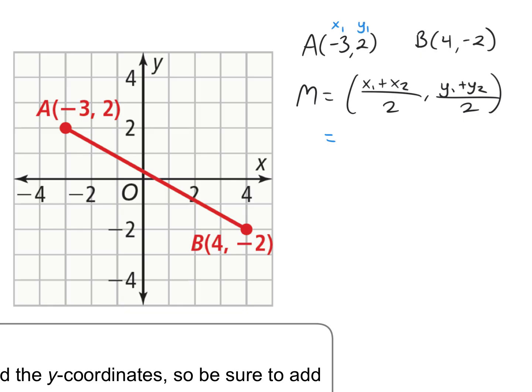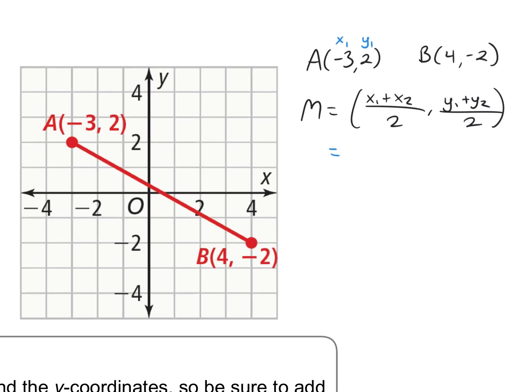x1, y1. Why did I label it x1, y1? Because that's where you have to put it in the formula. Right, and that's our first coordinate. Remember what those subscripts mean? That's our first coordinate. So what can I label coordinate B? x2, y2. Am I ever going to have x1 and y2 together? No, those are 2 different coordinates.